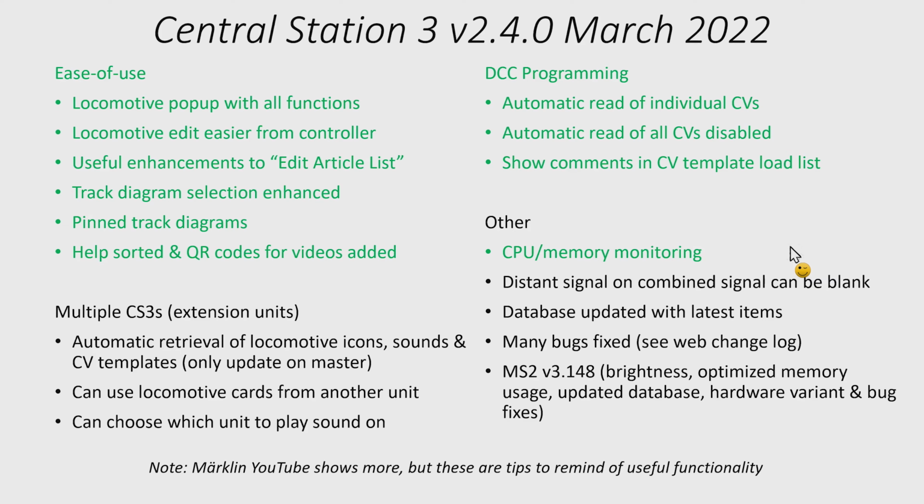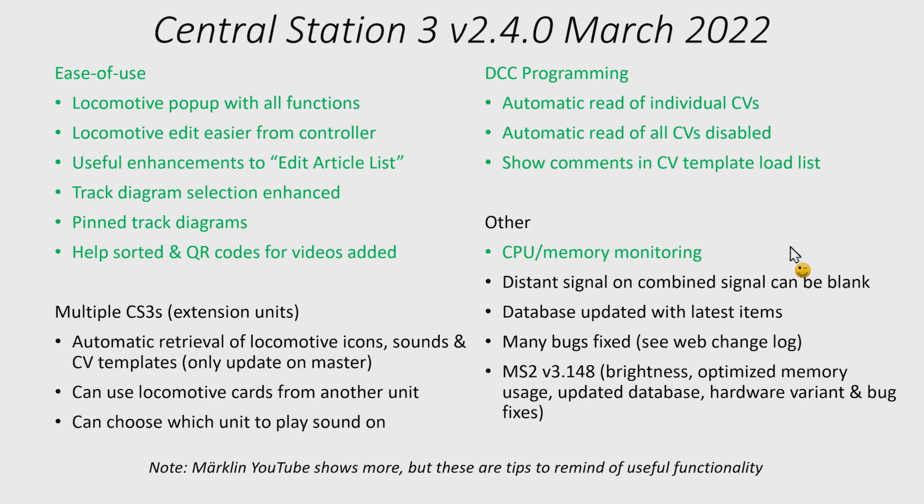The item database has updated with the latest items from the last summer and autumn and so on, such that they will all be recognized when you add them to the CS3. By the way, all the bug fixes and so on, don't forget that the detailed list of changes is actually available when you use the web interface to the CS3, and there you can see the detailed list. I will include in the description below the link to the Märklin website with a PDF of the overall changes in these updates.